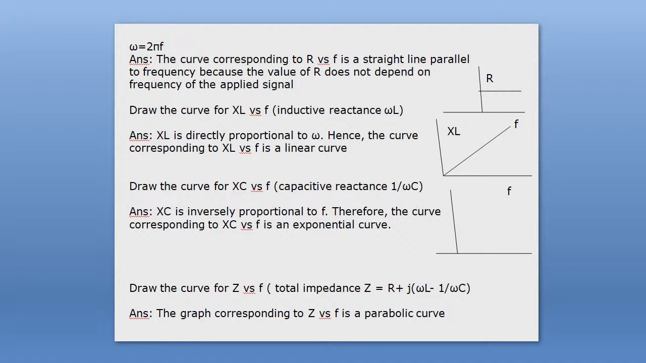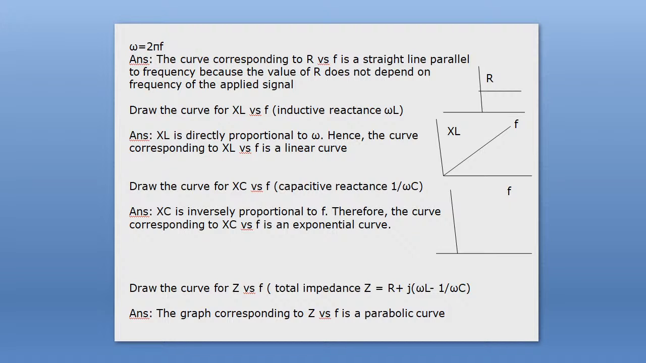So resistance versus frequency is a straight line, constant over the whole frequency range. XL versus frequency is a linear line and looks like a ramp function; it is directly proportional to frequency, so as frequency increases, XL increases. On the other hand, XC is inversely proportional to frequency. If frequency increases, XC decreases, and if frequency decreases, XC increases. So you will get an exponential curve.